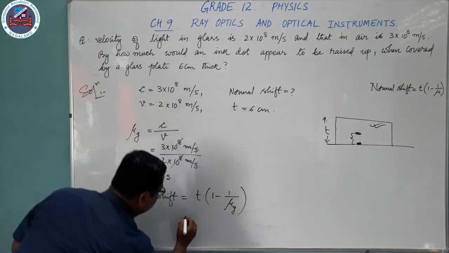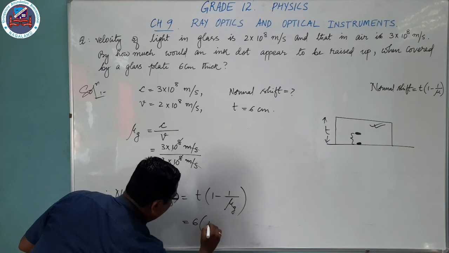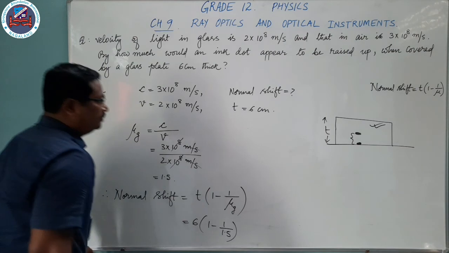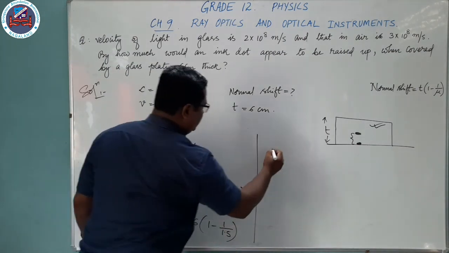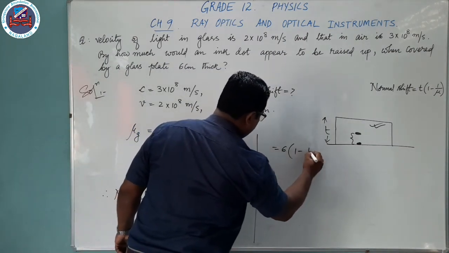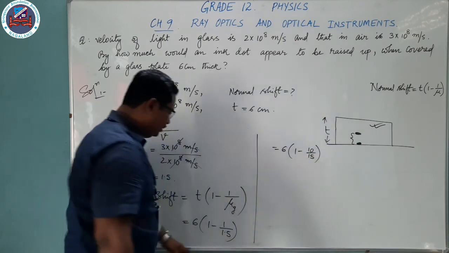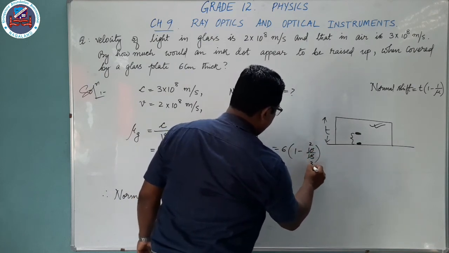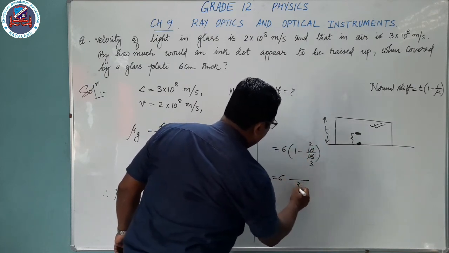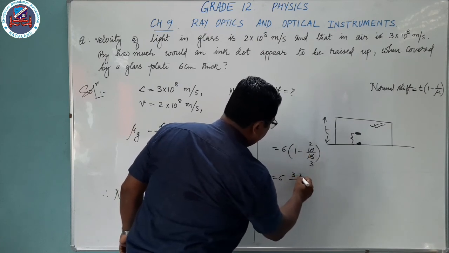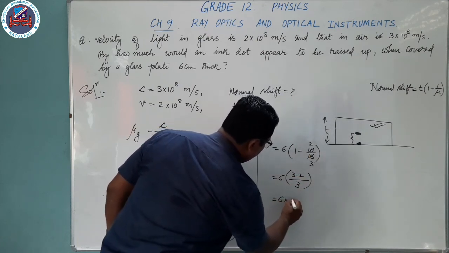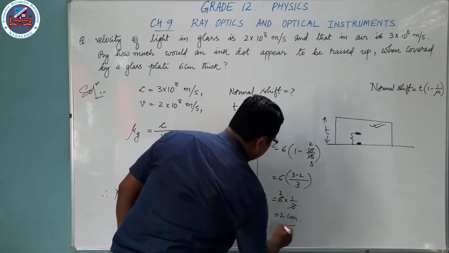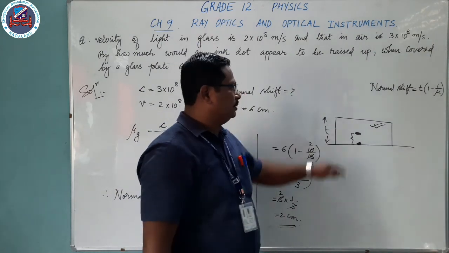Thickness is 6 cm. 1 minus 1 by refractive index, which is 1.5. Then on calculation, you will get 6 times (1 minus 10 by 15). After the decimal there is 1 digit, so put 10 on top: 5 2s are 10, 5 3s are 15. Then take the LCM: 3 minus 2. So it is 6 into 1 by 3. 3 2s are 6, so it will be 2 centimeters. So it will be raised up by 2 centimeters.